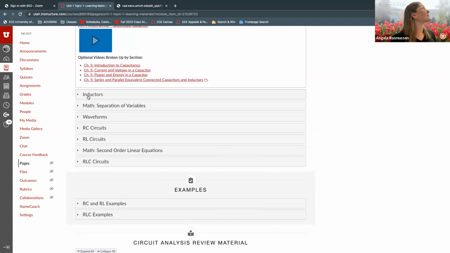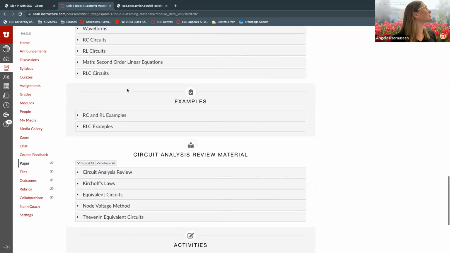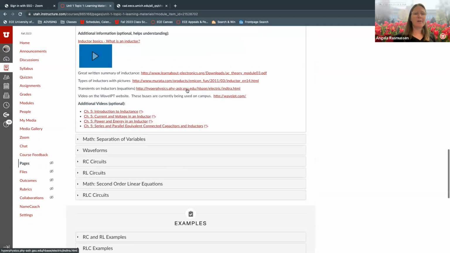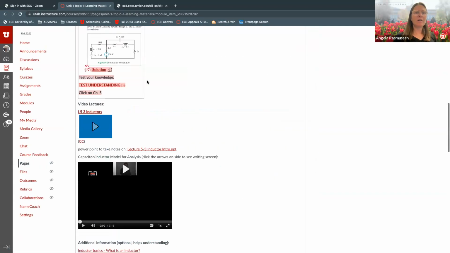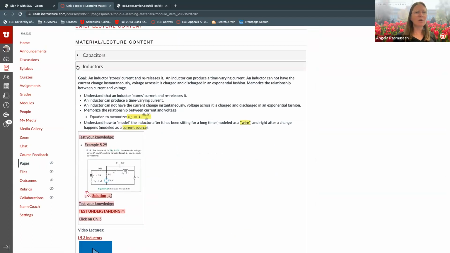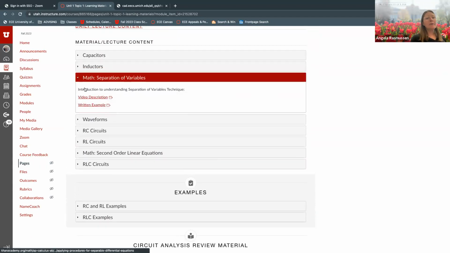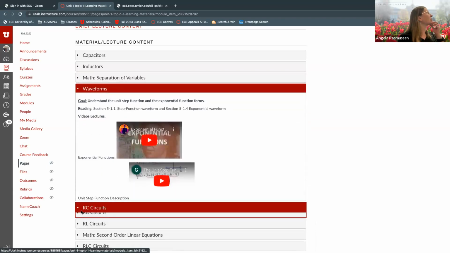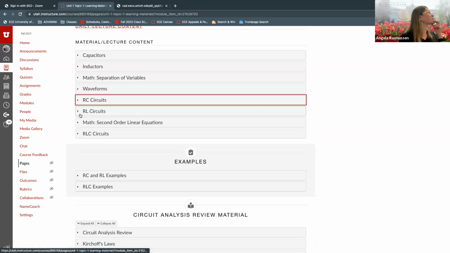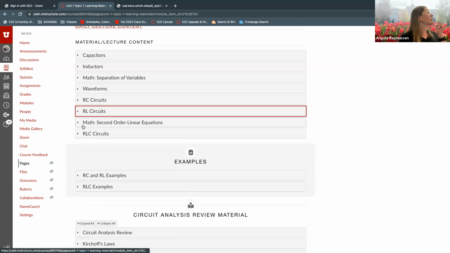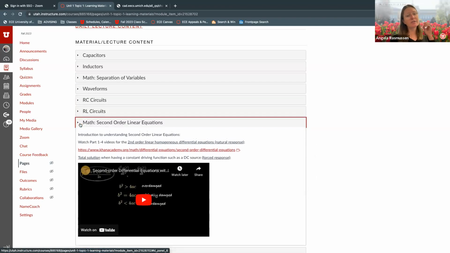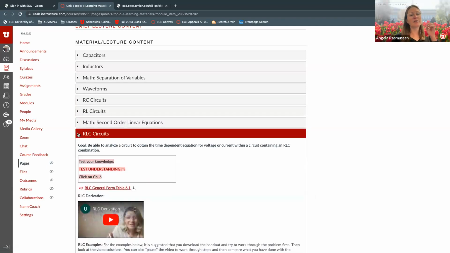I hopefully have enough material on here for each section. Oh, there you go. Okay, there it is. So capacitors and inductors is where we're going to start. And then there's going to be the separation of variables. The links that I have here go into more details about how that works. I'm going to go through just how you do those steps. And then again, waveforms, RC circuits, RL circuits, and then the math for second order linear equations and RLC circuits.